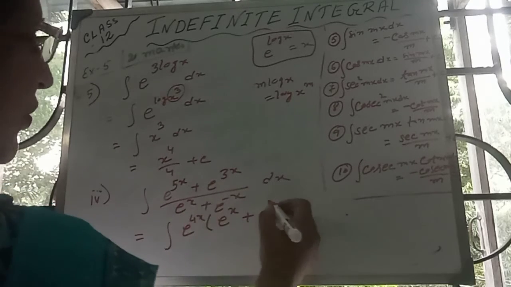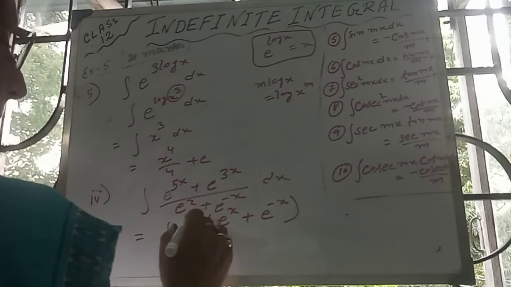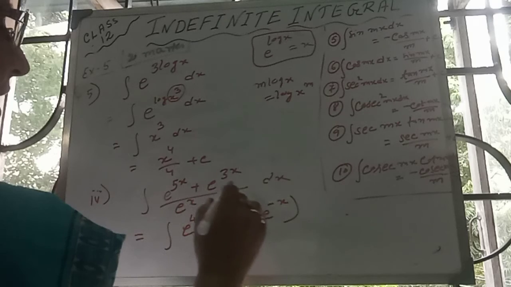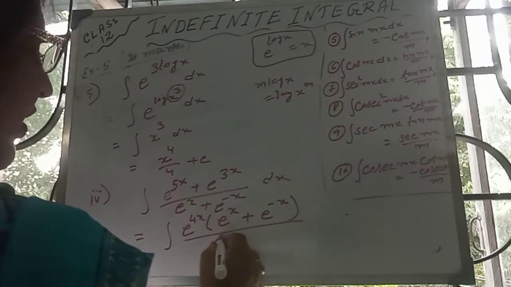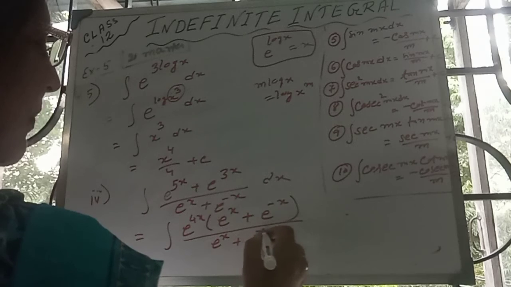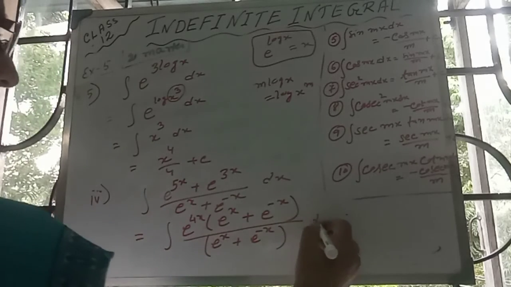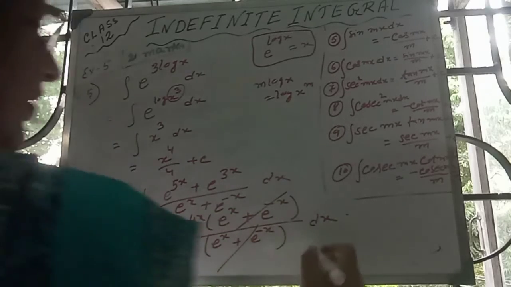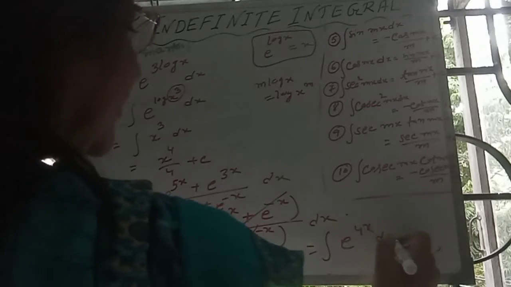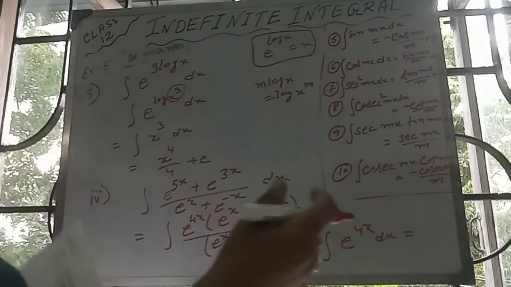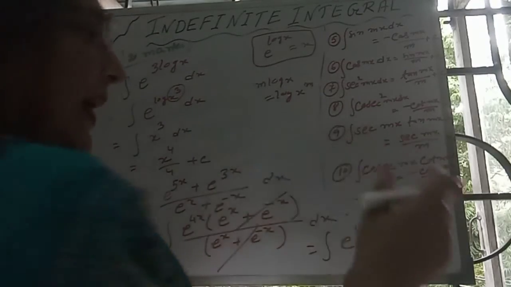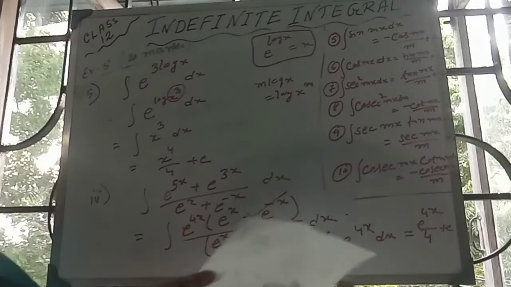And e to the power 4x into e to the power minus x, that means 4x minus x gives us 3x. So it's coming e to the power 3x. Now whole divided by e to the power x plus e to the power minus x. This is already existing, so it will be cancelled from both numerator and denominator. Then what we will get? Integral e to the power 4x dx. E to the power mx integrates to e to the power mx by m. So easily we can write e to the power 4x by 4 plus c. So this is the answer.